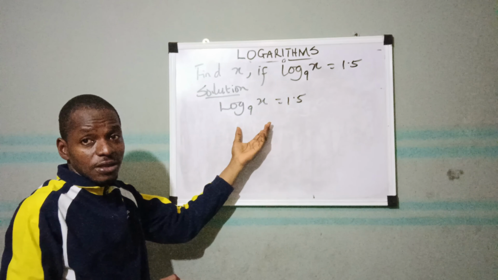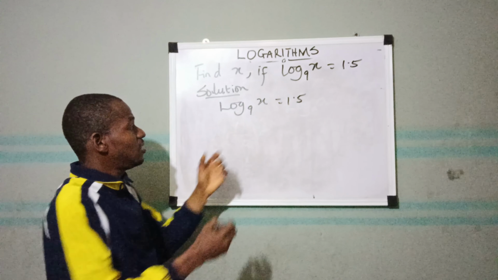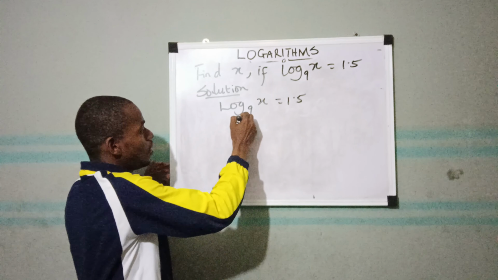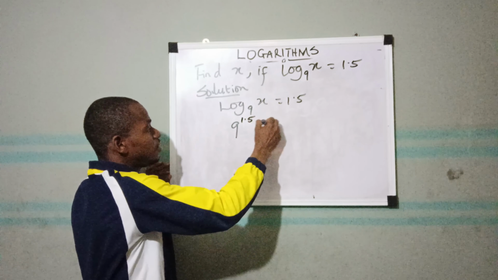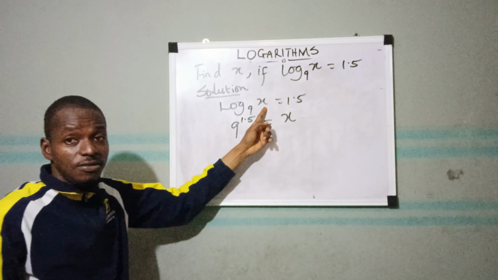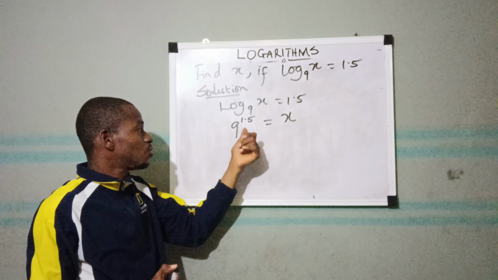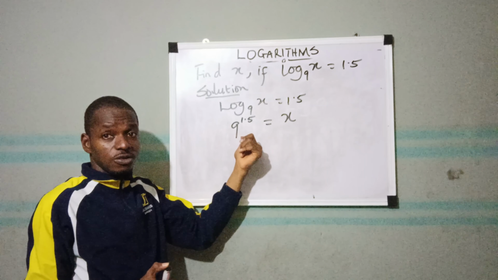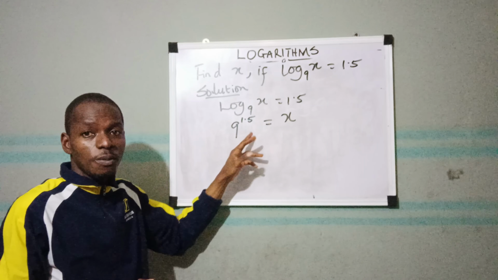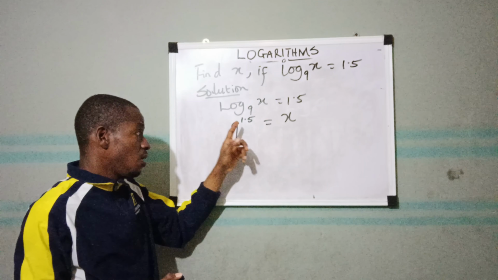Now, this is the same thing as writing 9, the base, raised to the power of 1.5 equals x. The logarithm of this number is the power to which the base, which is 9, must be raised to give us x. That is why it is like this. 9 raised to the power of 1.5 equals x.